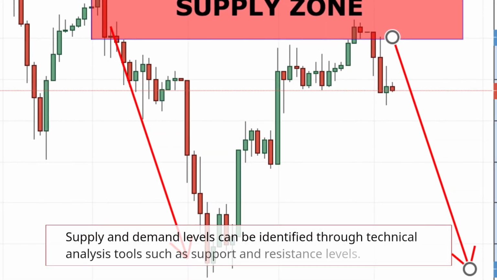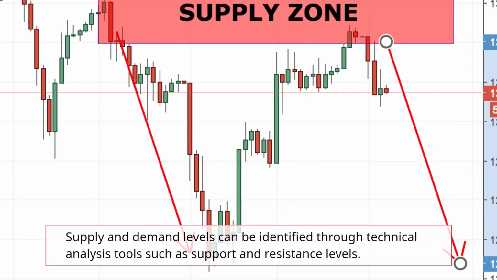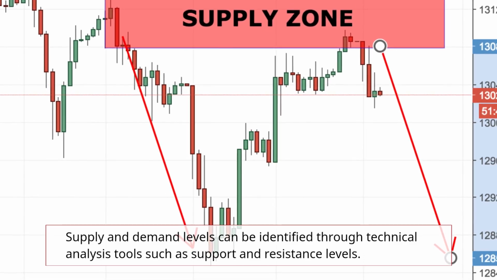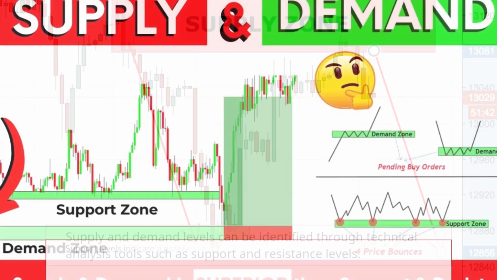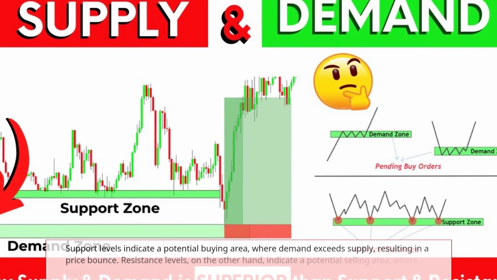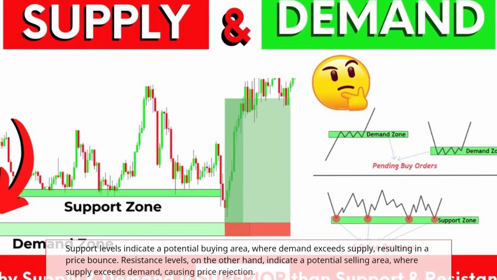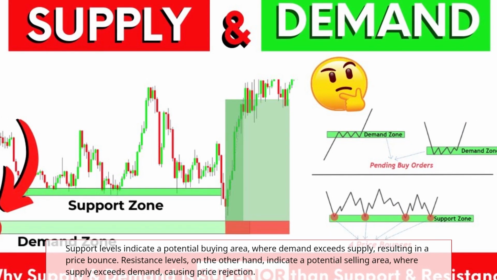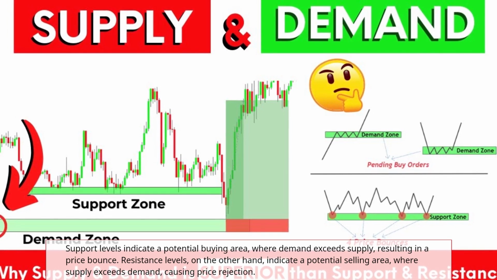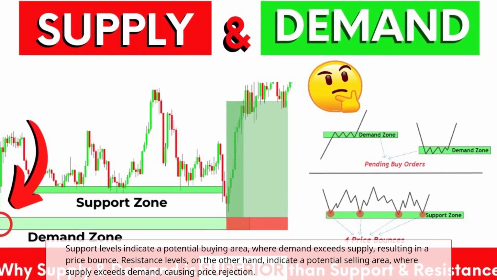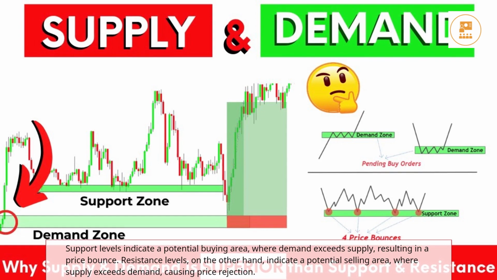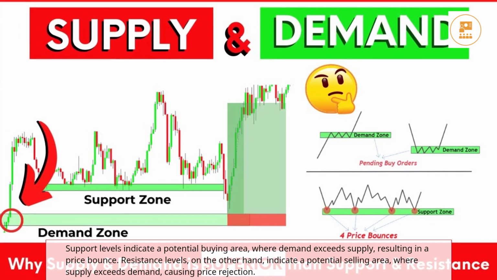Supply and demand levels can be identified through technical analysis tools such as support and resistance levels. Support levels indicate a potential buying area, where demand exceeds supply, resulting in a price bounce. Resistance levels, on the other hand, indicate a potential selling area, where supply exceeds demand, causing price rejection.